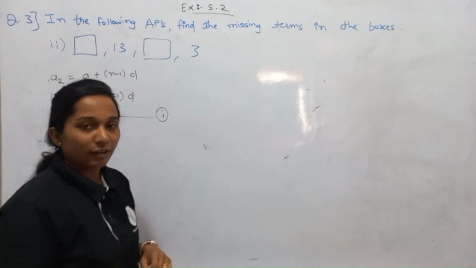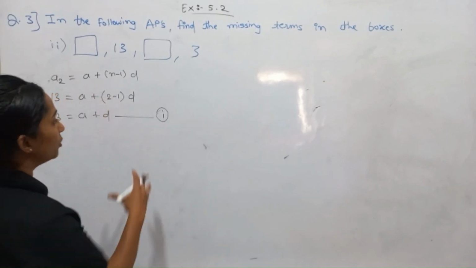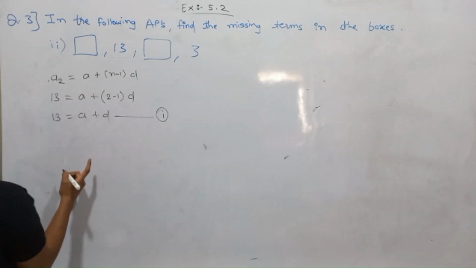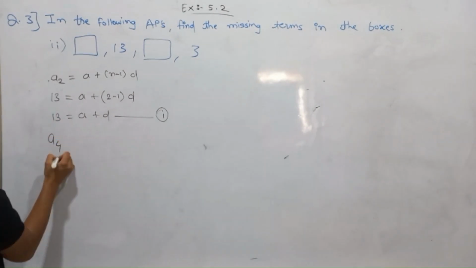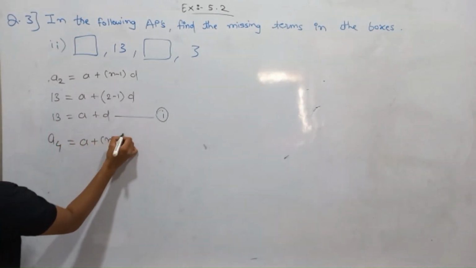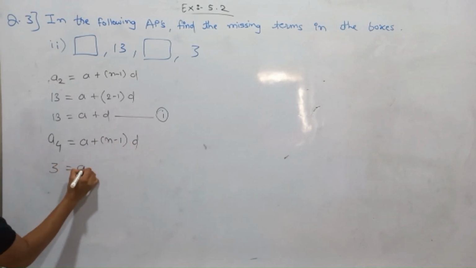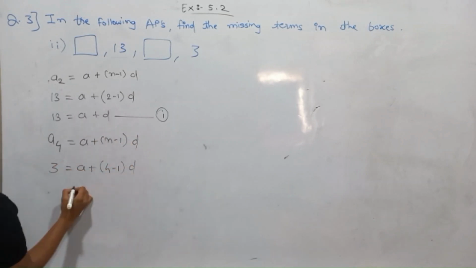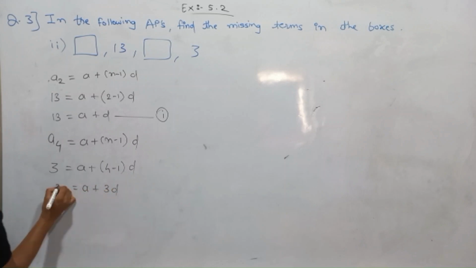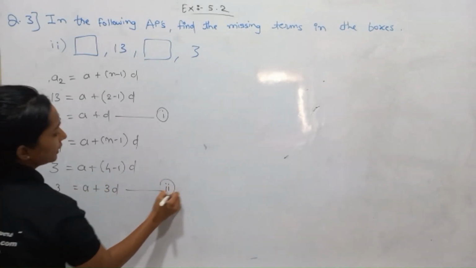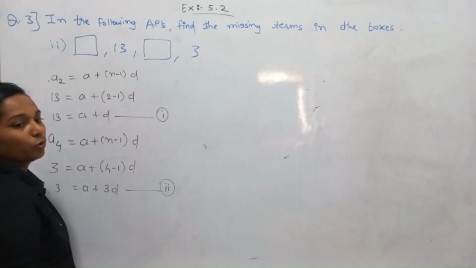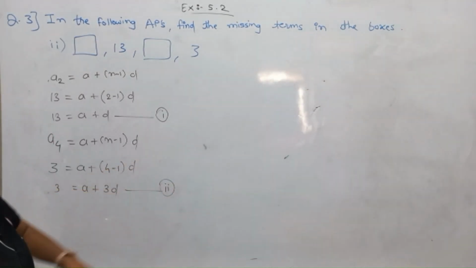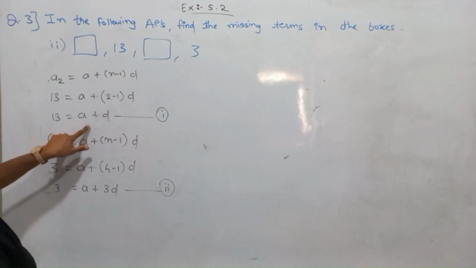And I am going to find the second equation also, and with the help of the first and second I am going to identify A and d. So with the help of A4 I am going to find it out. A4 is nothing but A plus (n minus 1) d. A4 is 3, which is equal to A plus (4 minus 1) d, that is A plus 3d. This is how I got my second equation. See, if I solve these two equations 1 and 2 simultaneously, I will definitely get d, because A is alone.